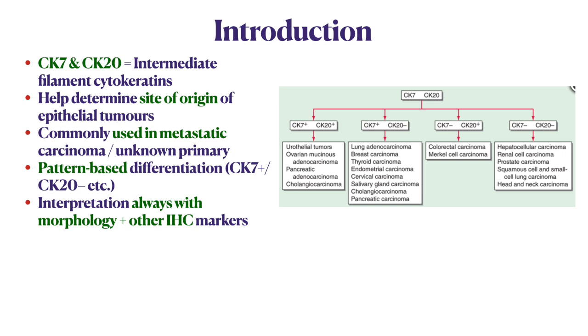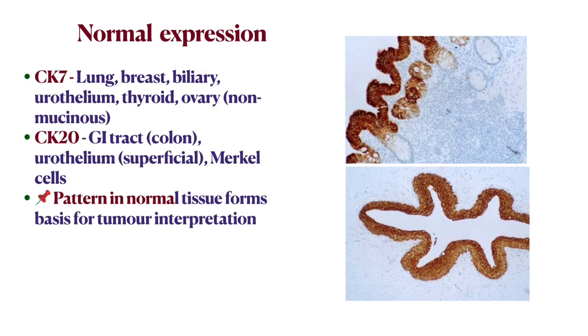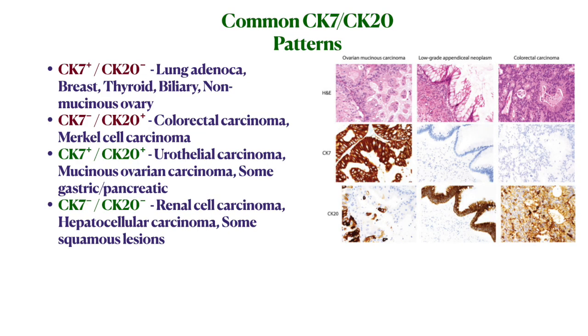So usually we don't use IHC alone. It is always interpreted along with morphology and other specific markers following the initial subclassification. CK7 is commonly positive in the normal tissues of lung, breast, biliary epithelium, thyroid and ovary, and CK20 in GI tract and urothelium. So based on this, we will realize that the tumors that arise from those particular organs are also positive for CK7 and CK20 respectively. Then there is this combination where a tumor can be CK7 positive and CK20 negative.